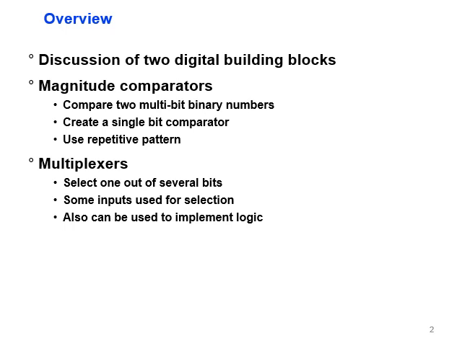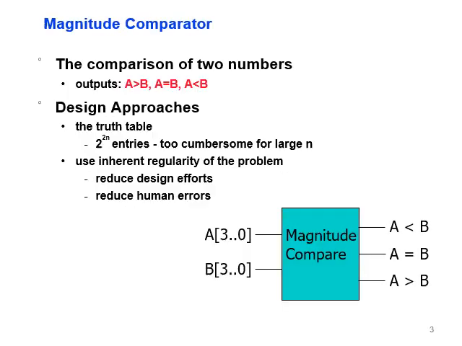Also, the multiplexer, or let me say data selector, is like a switch, selecting a switch. We will select one data from several data, or one bit from several bits. We'll see the input, how we use it, how we select, and the implementation of the logic circuit. Let me start with the first topic, which is the magnitude comparator.